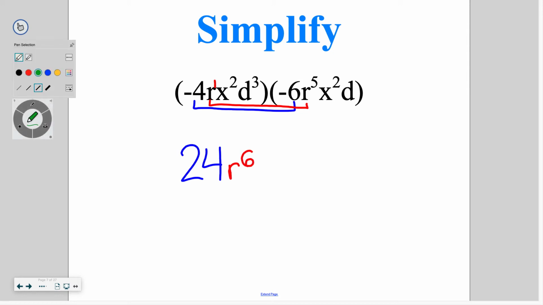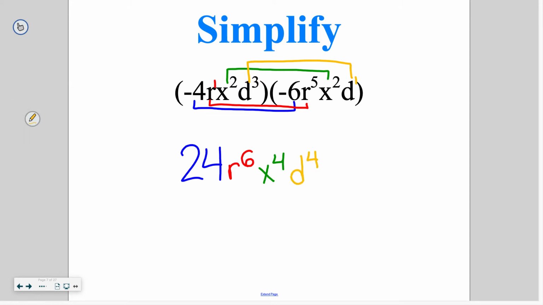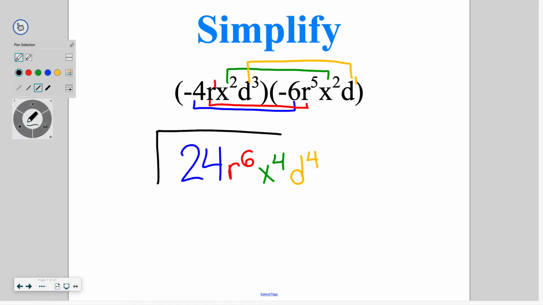Then I'm going to look at the x's, which I've got x to the 2nd and x to the 2nd, giving me x to the 4th. And then the last part, we've got d to the 3rd, and d, again, with just an exponent of 1, giving me d to the 4th. So our final answer is 24, r to the 6th, x to the 4th, d to the 4th.